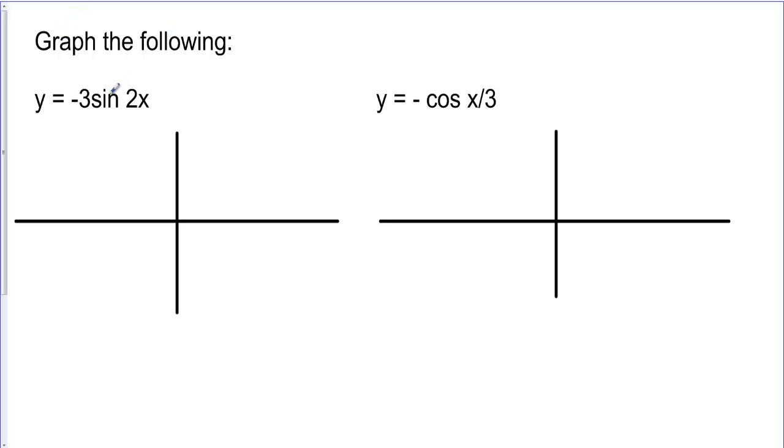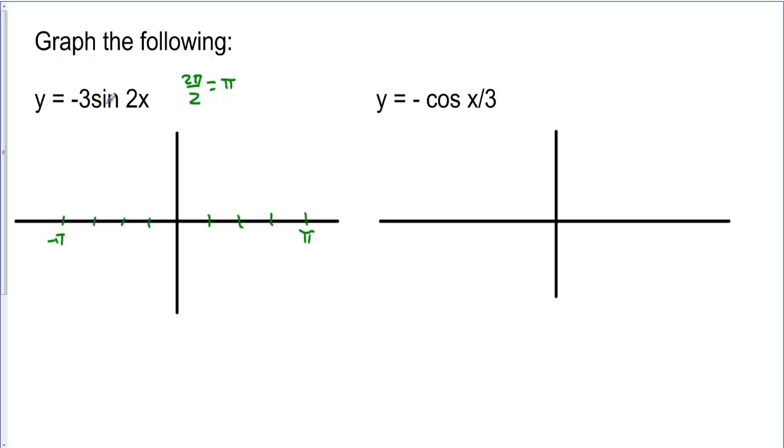Graph the following. We're going to reflect over the x-axis, stretch by 3, and we have a new period for this one. 2 pi over 2 is the new period. It's 2 pi over the b, I think they called it. Sometimes we call it k. And so the new period is pi. 1, 2, 3, 4. That's pi on the right. 1, 2, 3, 4. That's negative pi on the left.